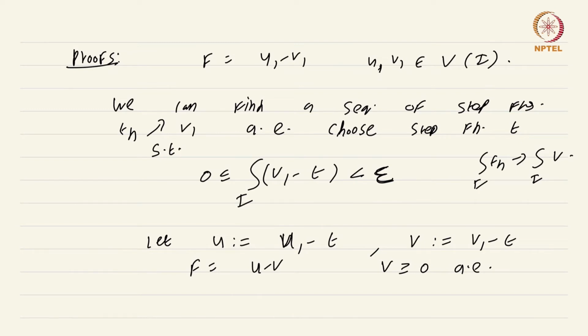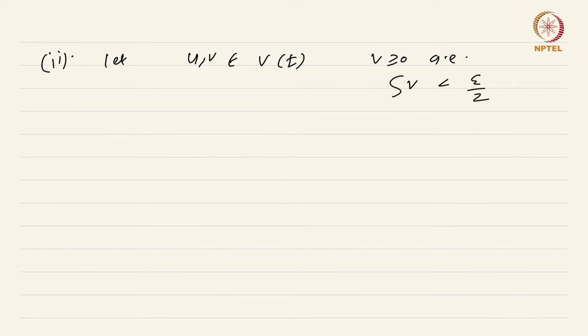For part 2, which is about showing that you can find a step function which is very, very close to the given Lebesgue integrable function, we have to use part 1. And the way you use it is as follows. This is the proof of part 2. Let u, v be upper functions such that v is greater than or equal to 0 almost everywhere, and the integral of v is less than epsilon by 2. And of course f is u minus v. This just follows from step 1.